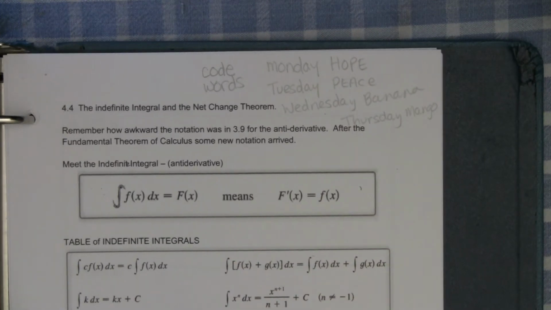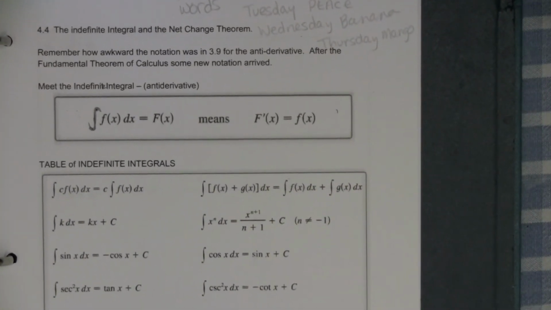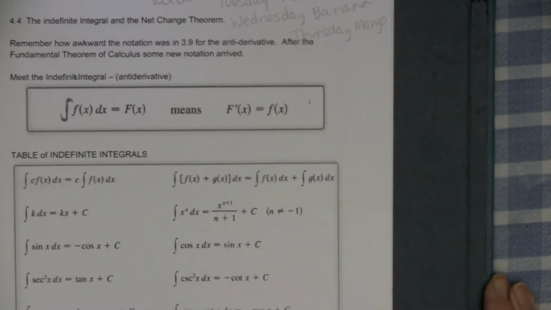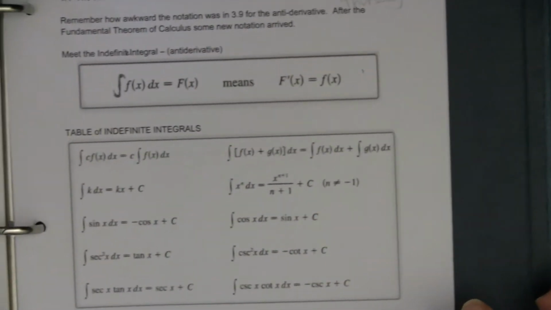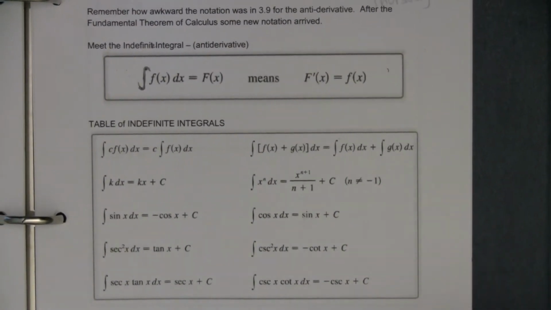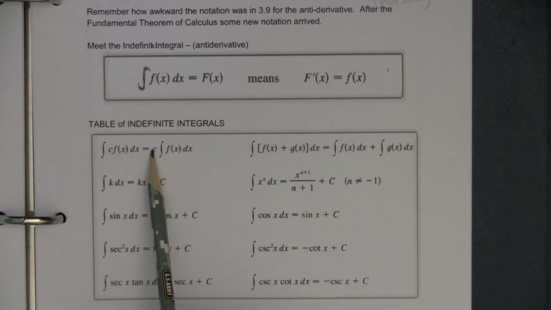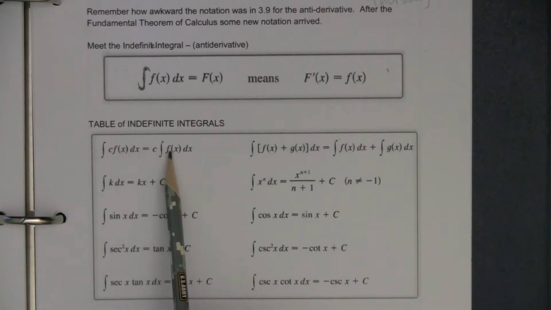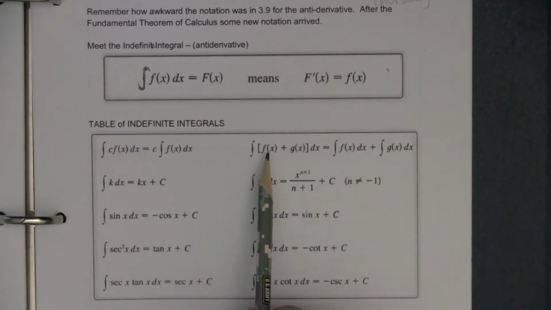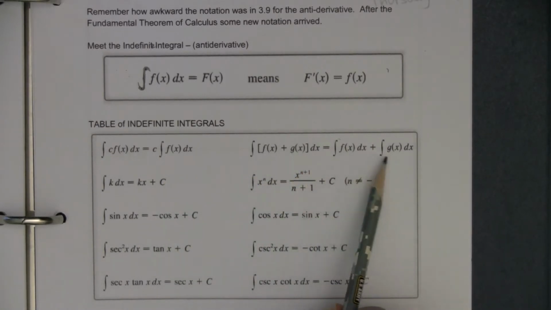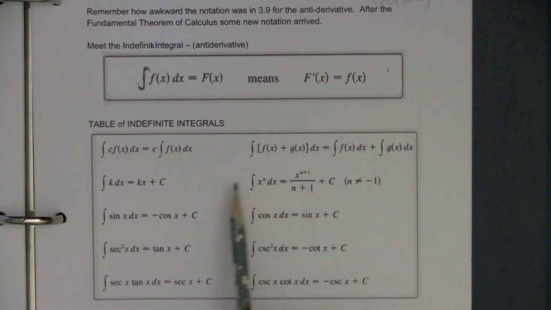And then there's a basic table they give you in your textbook of antiderivatives. I'm going to add a few to this that I think is a good idea to have anyway. This table came from your book. If you have the integral of a constant times your function, you can pull the constant out in front and then take the antiderivative. If you have the antiderivative of a sum, you could break it apart and find the antiderivative of the pieces.